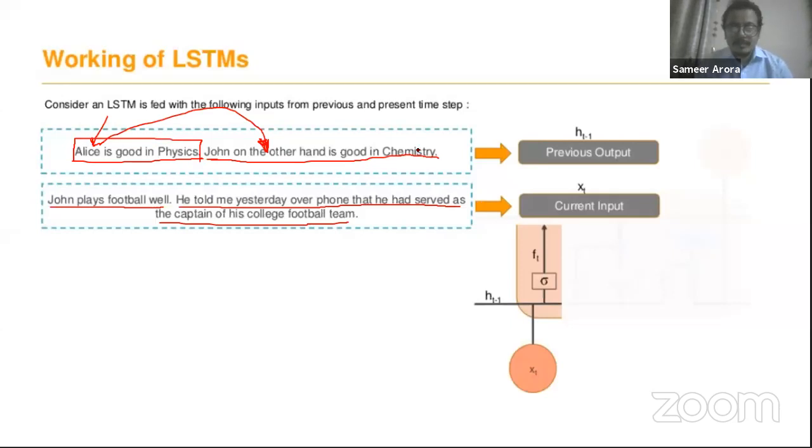So whenever there is a next input at time t equal to 1, it identifies the output and the input x_t, where x is t minus 1. There were two different subjects, Alice and John. But in the next step, there was information about John only. So what will it do? It will subtract, or exclude, the information about Alice, and the new subject will be John only.